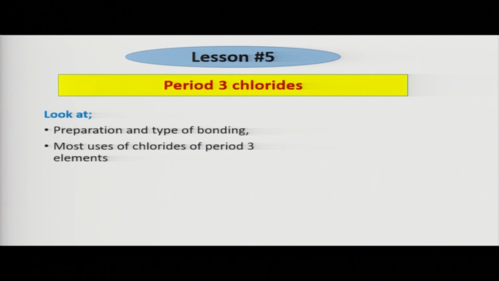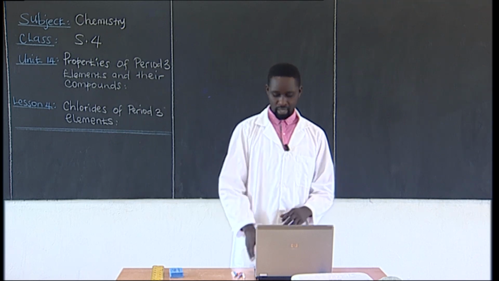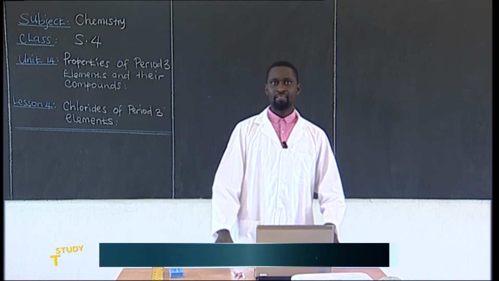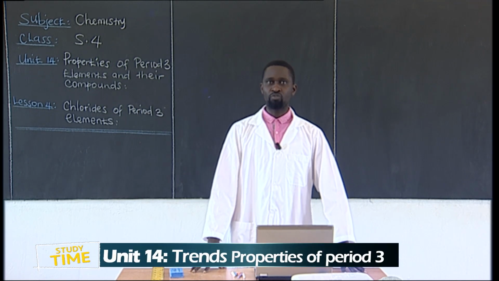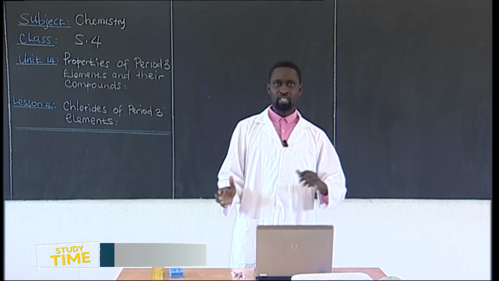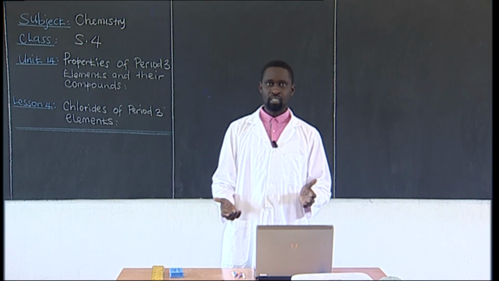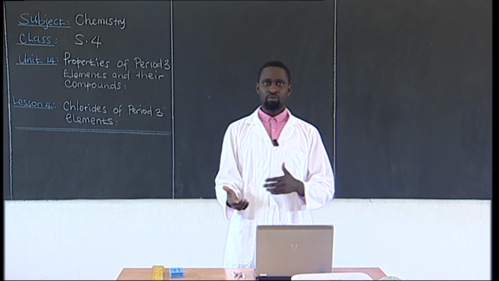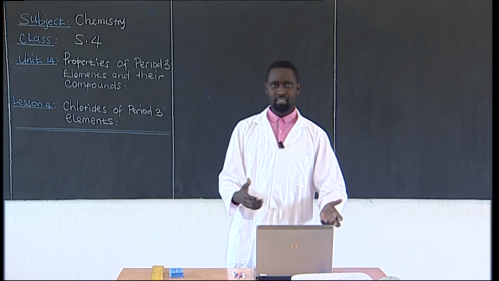So what we are going to be looking at is the preparation and the type of bonding that exists in those chlorides. Then we also look at an overview of the uses in our day-to-day lives. And the key terms that we're going to focus on mainly are what type of bonding. Is it ionic or covalent? And if it is covalent, what would be the reason behind it being covalent?